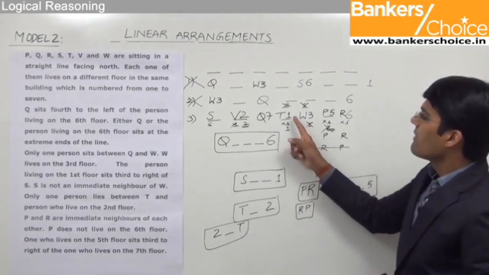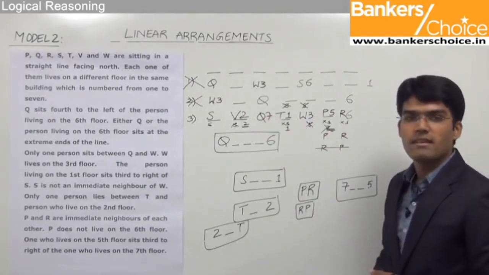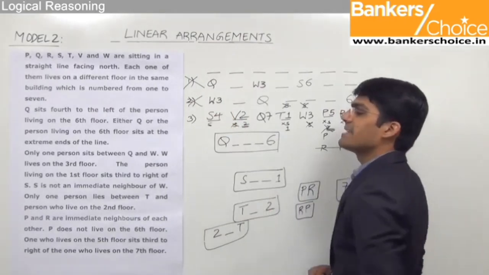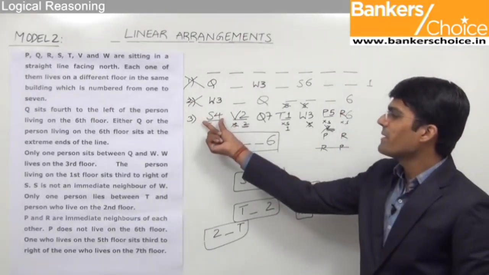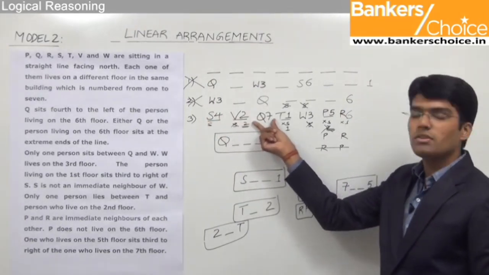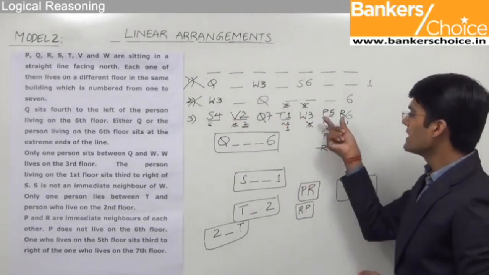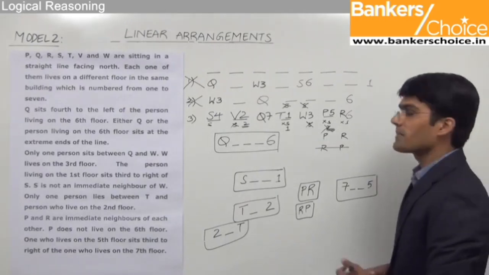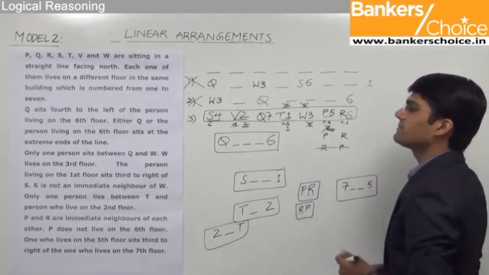And if you observe now, first floor, second floor, third floor, fifth, sixth and seventh have been fixed. And the only left out floor is floor number 4, which has to go for the person S. So this completes the arrangement. That is, the first position is occupied by S, who lives on the fourth floor, second with V on the second floor, third with Q on the 7th floor, fourth with T on the first floor, fifth with W on the third floor, sixth with P on the fifth floor, and the last one with R on the 6th floor. So this is the correct arrangement of the given statements.